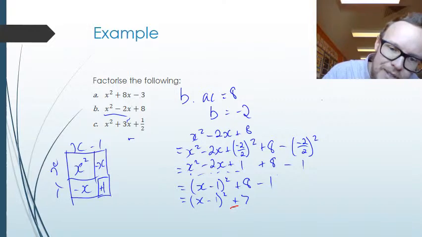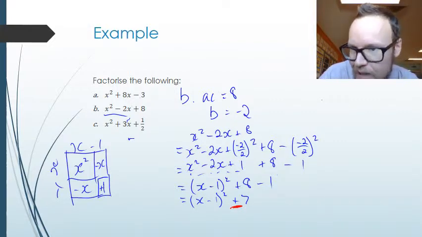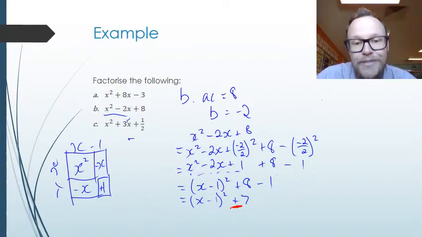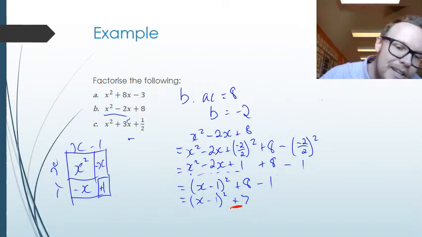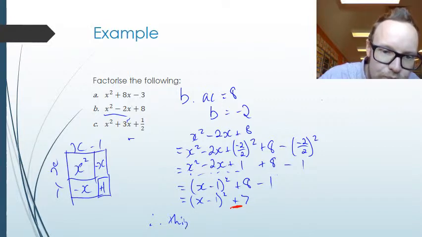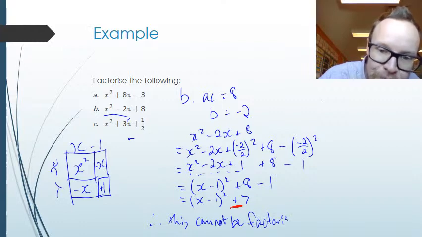Now, do I have a difference of perfect squares? I tell you, this doesn't look like a difference to me. It looks like I'm adding them. So this, I cannot factorize any further. This is not factorizable. We can say this cannot be factorized. That's our conclusion.